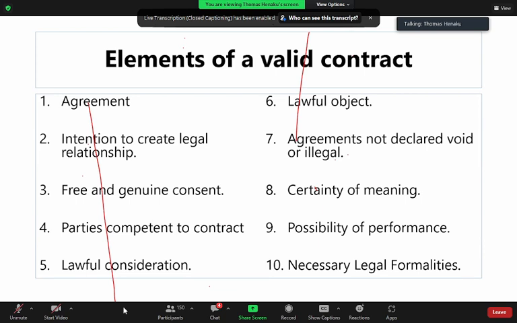And so basically, these are the elements of a valid contract. And we'll go into some others, and these are not the only elements of a valid contract. There are some other elements that we must interrogate and understand. And so, is there any question before I move on to the next?